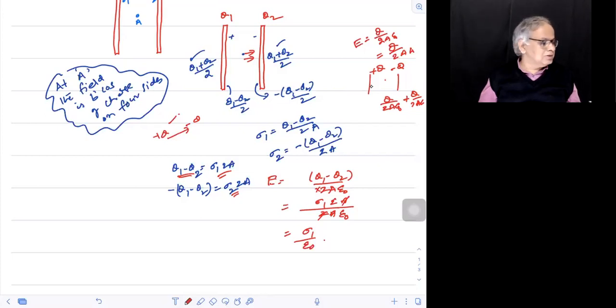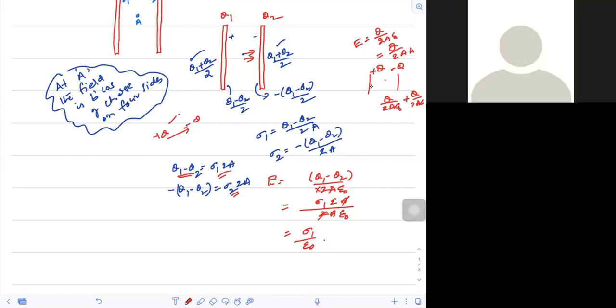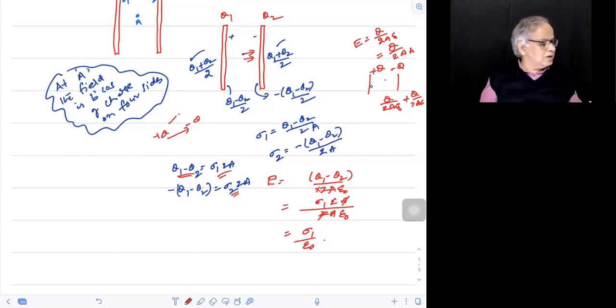Children, others are not speaking. Others are not speaking. But you can also get it in terms of something else. Can you check it? Minus sigma 2 by epsilon 0. Come on, somebody else please speak. I have to continue.